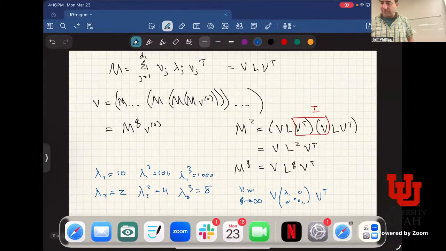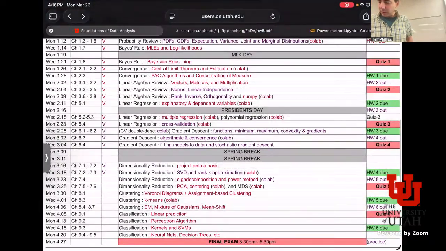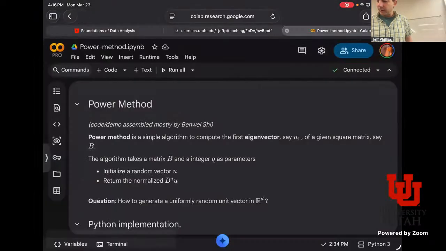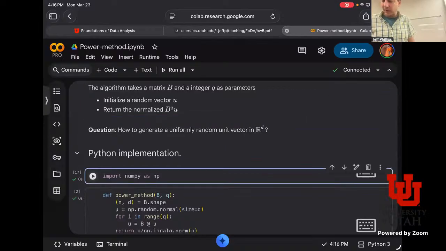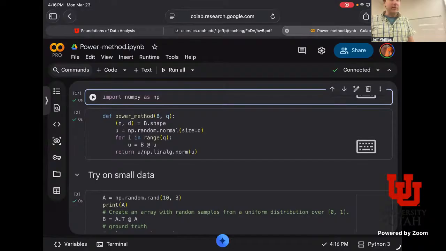Okay, so let me finish up by showing you a demo, which is linked off of here again. This was put together by my former grad student TA a while ago, where we're going to use NumPy. This is the power method. We're going to create a random U from a d-dimensional normal distribution, so it's a random unit vector. You don't want to create it with each coordinate uniformly random. You need to create a random unit vector, so a random normal vector.